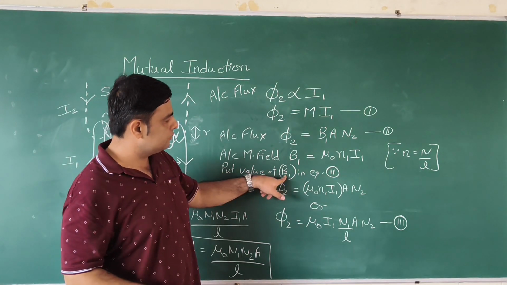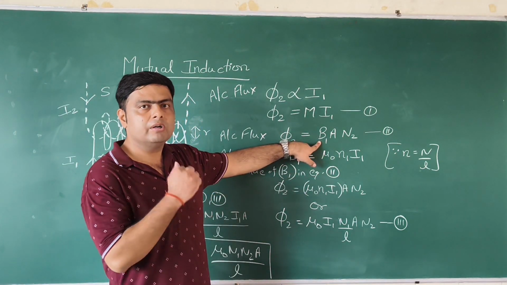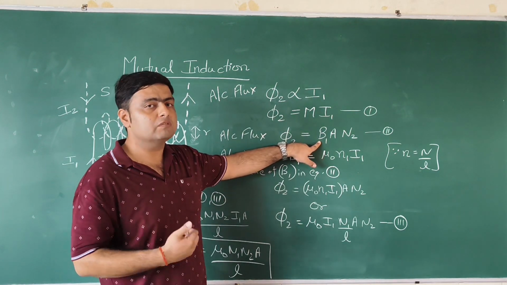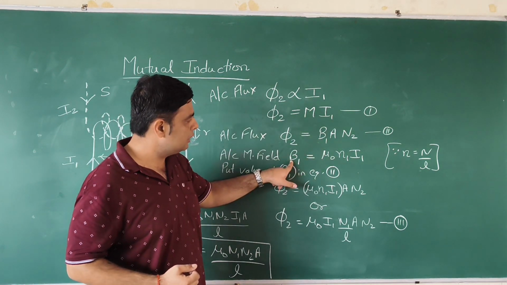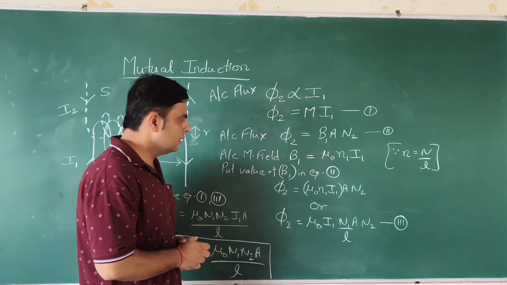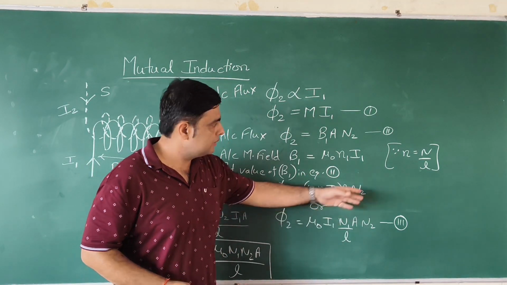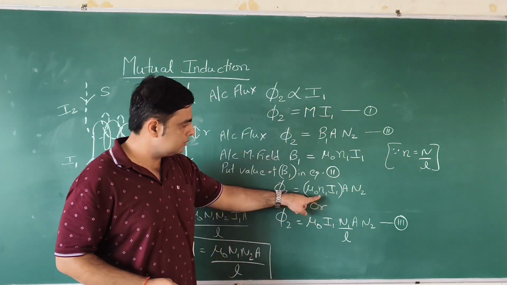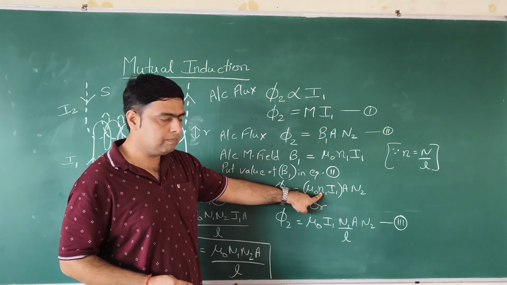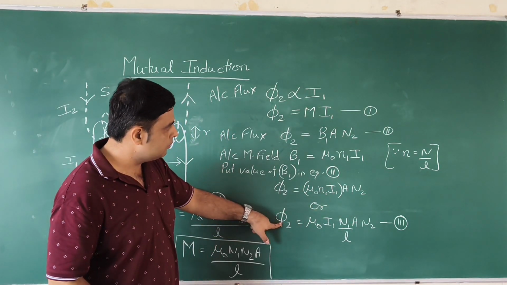Now put the value of this B1 in the second equation. We have to substitute this value of B1, so I am putting it over here, and we get this relation. Now we replace small n by capital N upon L. So we get this formula, and this is our third equation.